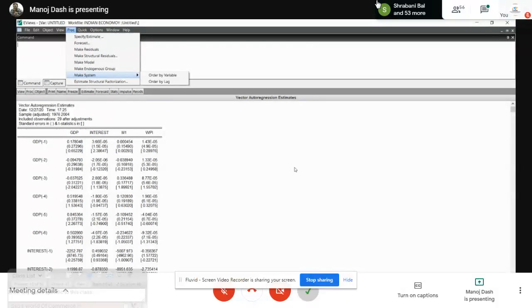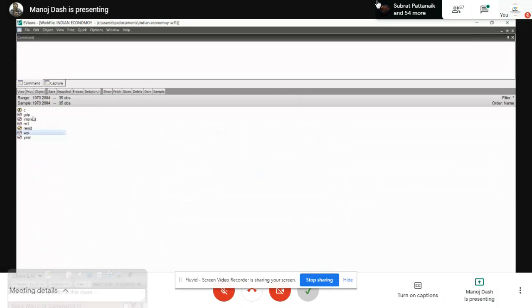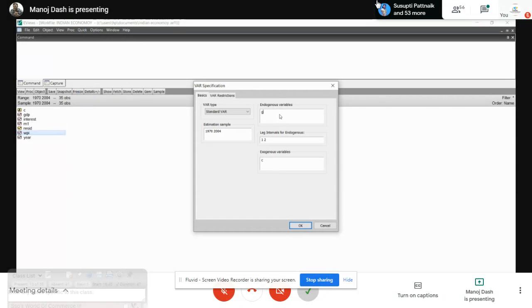Now what happened? I want to calculate the coefficient. क्या करूँगा अभी? दोबारा बताऊँगा. Can you explain again? Okay, now this is your problem. Clear? Go to the quick, estimate bar. क्या वेरिएबल है? GDP. Then interest, M1, WPI. Money supply, WPI.